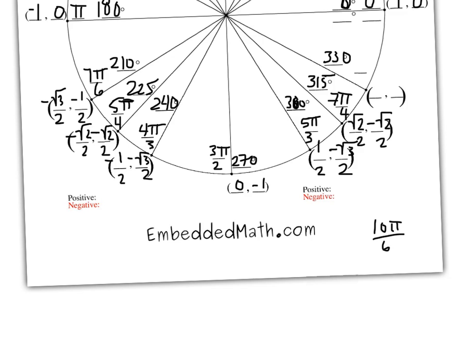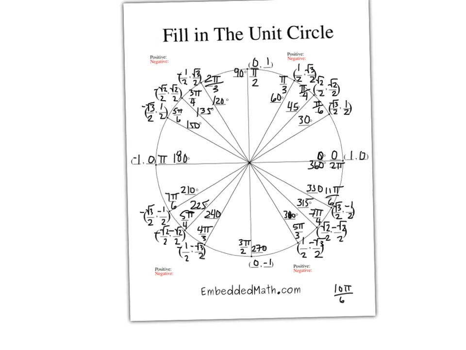And then up here for 330 is 11 pi over 6. Remember we did that in one of those previous slides. And again, not memorizing, Y value at negative 1/2, root 3 over 2 for the X. And we get back to the beginning with 360 degrees and 2 pi radians. And we have filled in the entire unit circle.